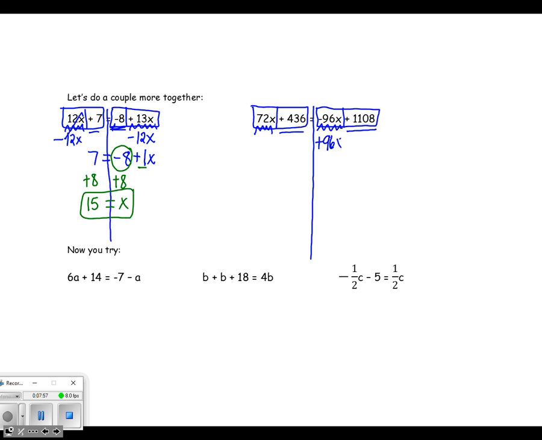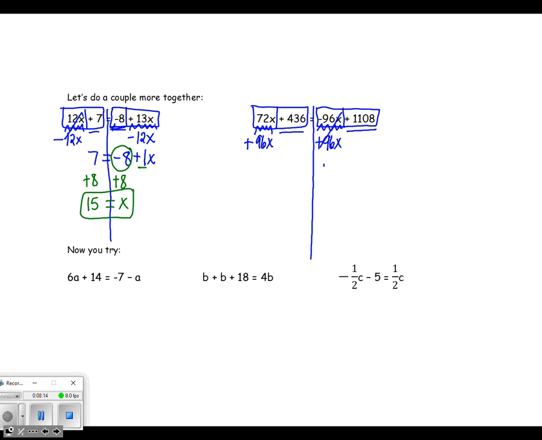It actually has less value when it's negative. So I'm going to add 96x to both sides. Again, if you subtracted 72x from both sides, it's fine. You'll get the same answer as long as you're very careful with those negatives.